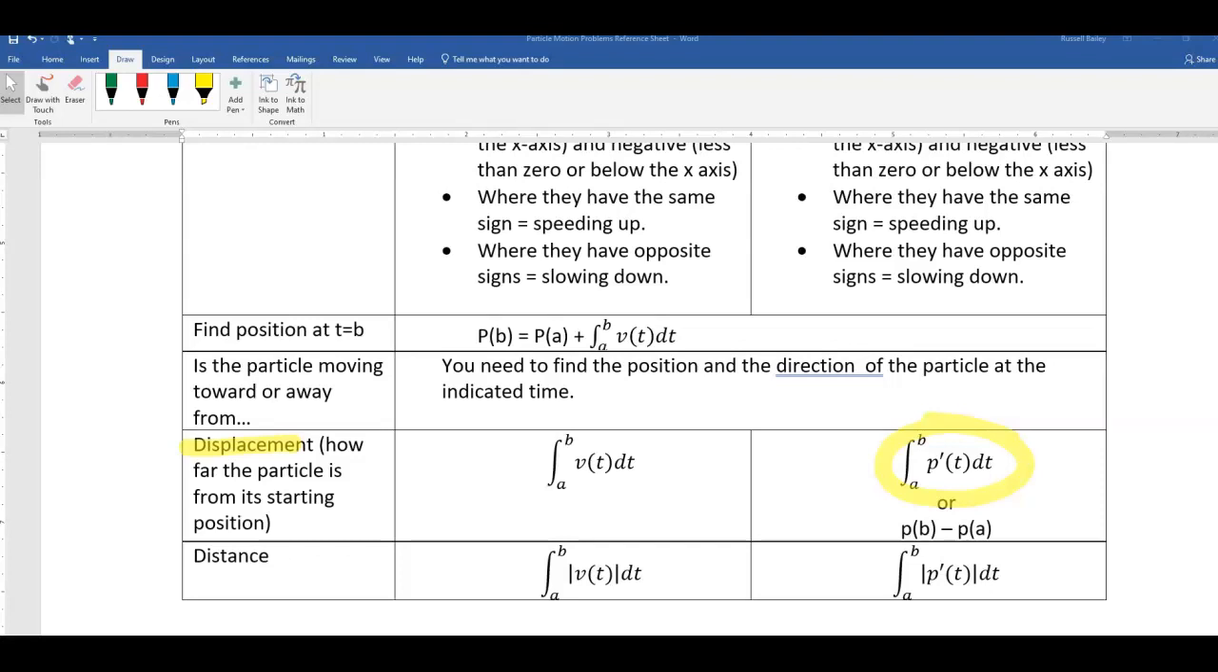Now another way you could do this problem is you could find the starting position and the ending position simply by plugging in the numbers here. You could plug 8 into your position function and 0 into your position function, and that will give you the answer, because this is your starting position and ending position. Subtract them, that'll tell you the displacement. Or you could just do the integral of the derivative of the position function there, and you'll get it.